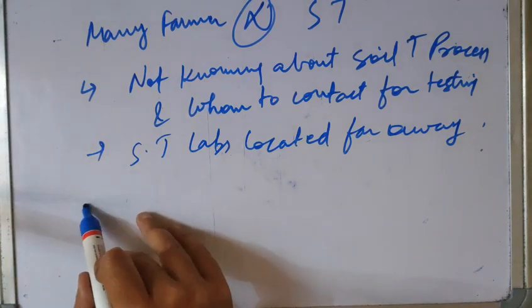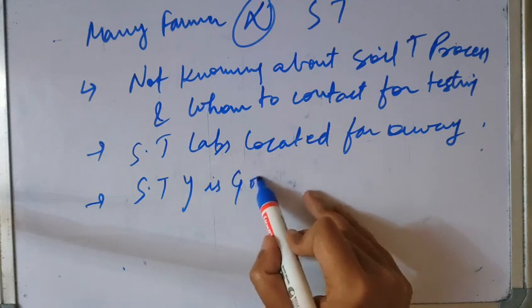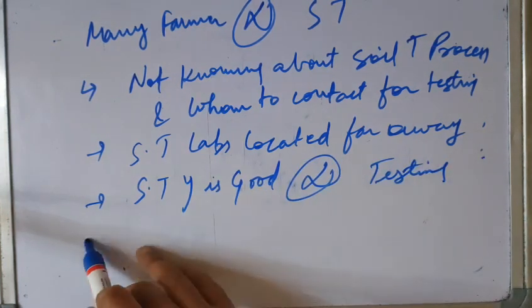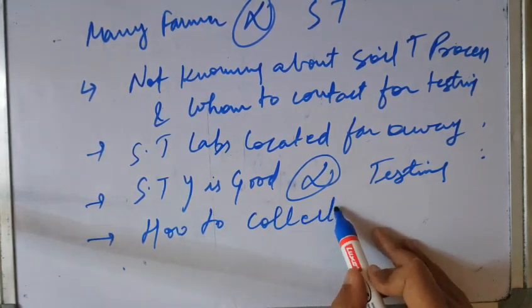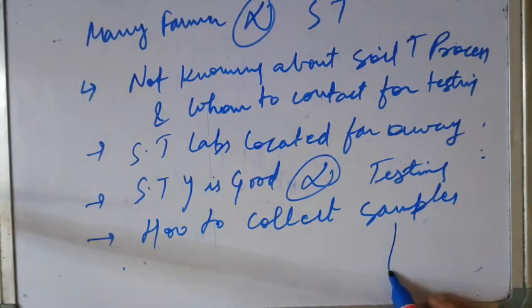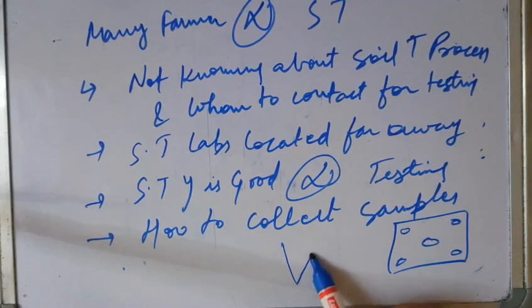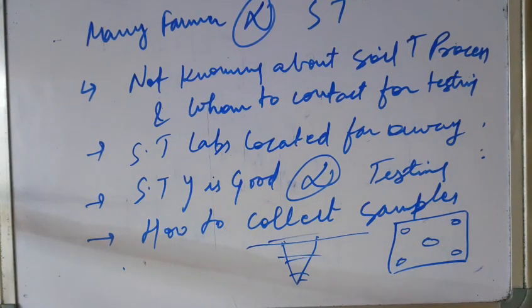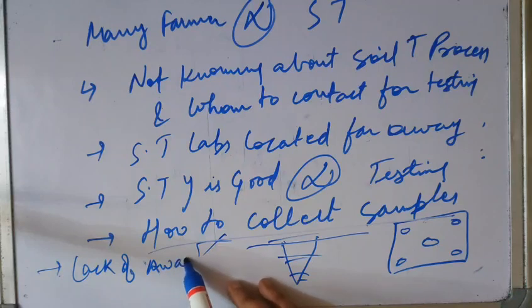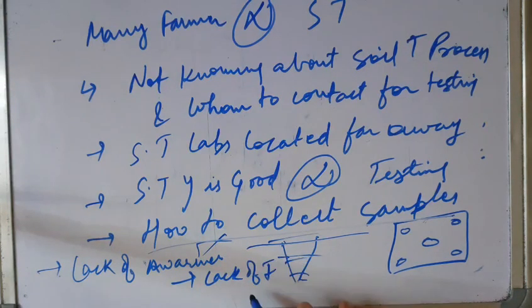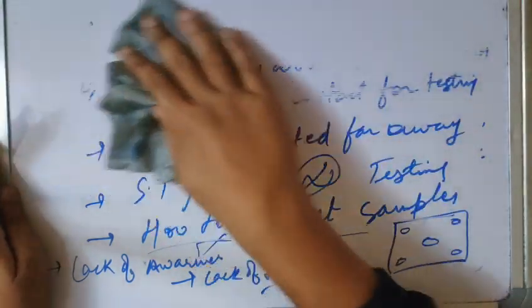Some thought the yield is good and didn't opt for testing. Some were not aware of how to collect samples. There is a definite method: suppose this is your field, you have to take samples from all 4 parts and from the middle. You dig in a V shape and take samples from the lower part, removing grasses and the upper layer of soil. Most Indian farmers don't know how to collect samples. Many have a lack of awareness and lack of interest. These were some of the reasons why farmers were not adopting it.